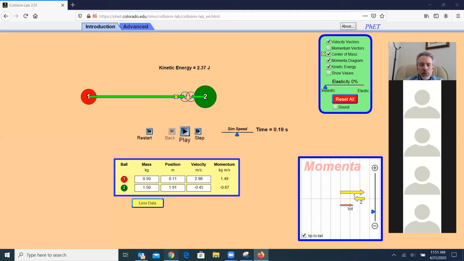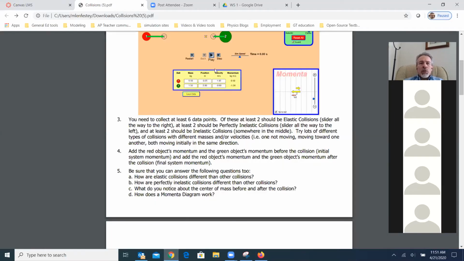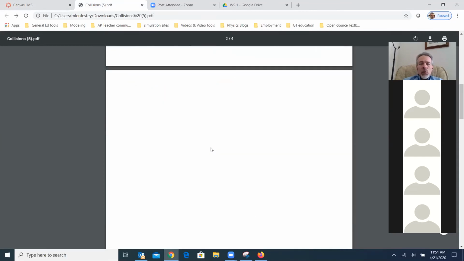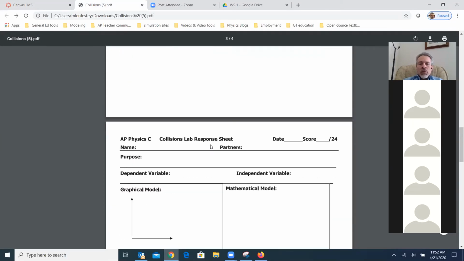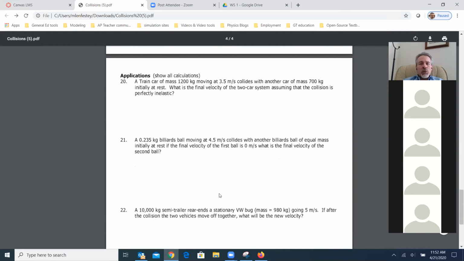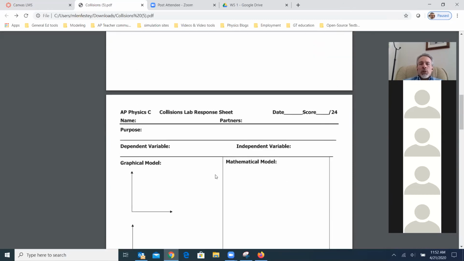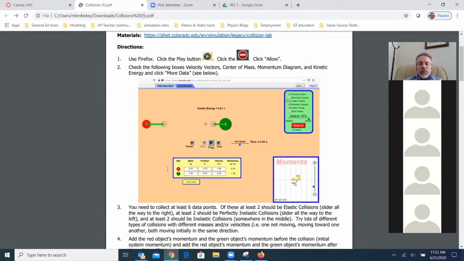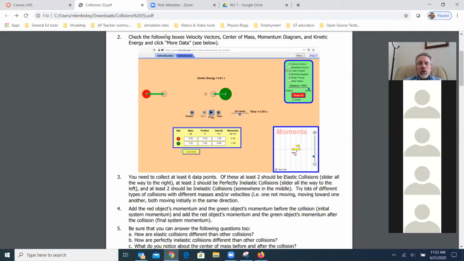Okay. So what I'm kind of hoping that you'll do for this lab is maybe create your own Zoom with your lab partners, and you'll actually just simply get the data that way together. You don't have to do this response sheet or anything. Don't feel like you have to do the response sheet. All you need to do is get the data and be able to answer those questions down here for number 5. And please have your graphical and mathematical models ready.